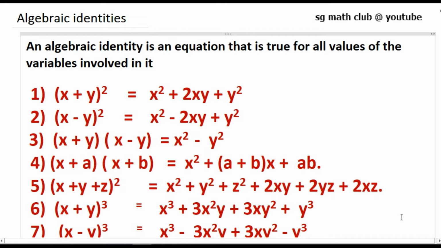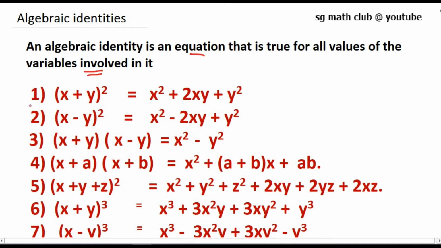So in the last video, we have seen factor theorem. We have already studied about polynomials, types of polynomials, zeros of the polynomials, remainder theorem and factor theorem. Now in this video, you are going to learn about algebraic identities. What do you mean by an identity? Algebraic identity, it is an equation that is true for all the values of the variables involved in it.